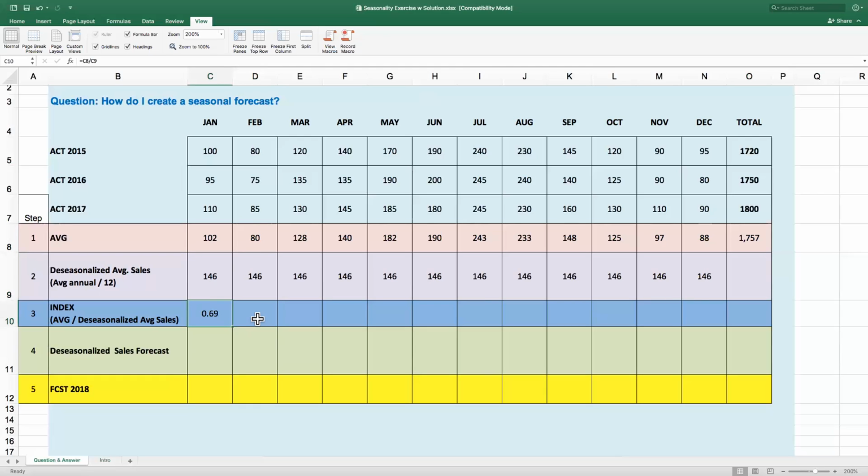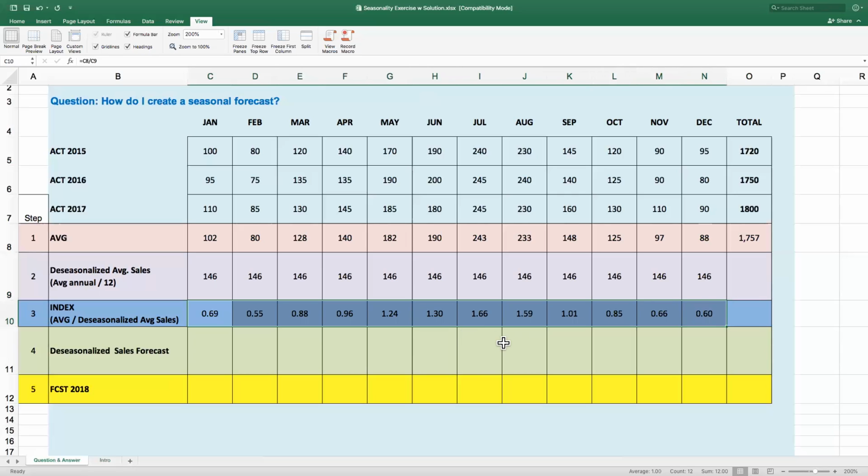In January, we only sell 102 units on average, looking at the last 3 years, which means we can expect to sell, whatever our simple averages are in the future, probably 69% of those units. Just as 69% is below 100% of the 146, you can see some months where this number is going to be higher than that. Okay, so all we're going to do is copy this number across our index, because it's the same formula.